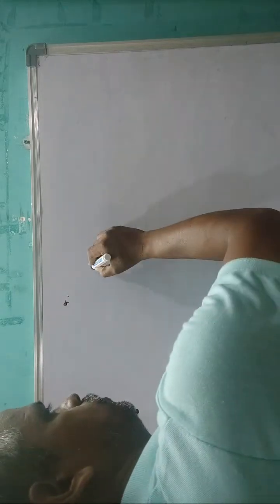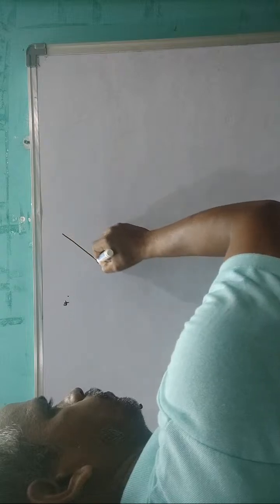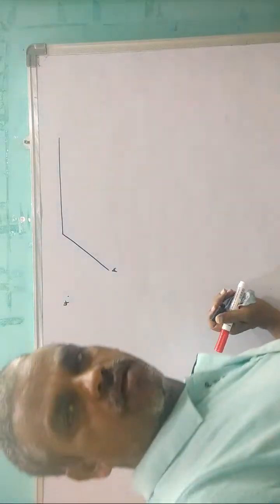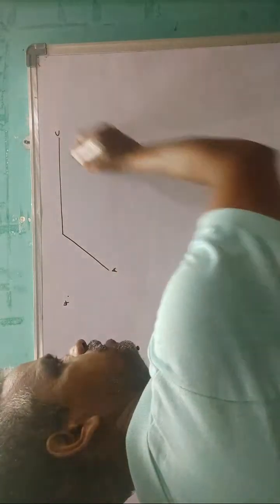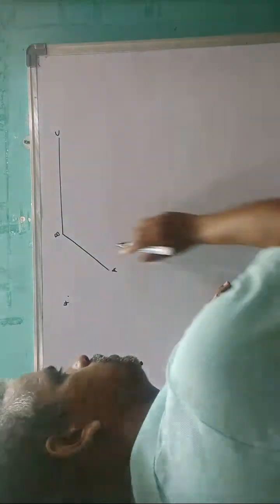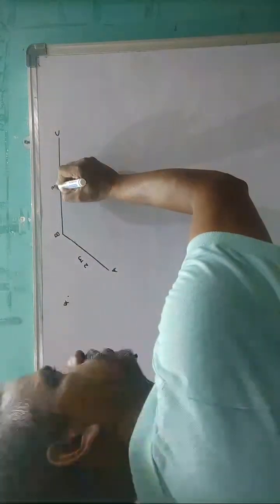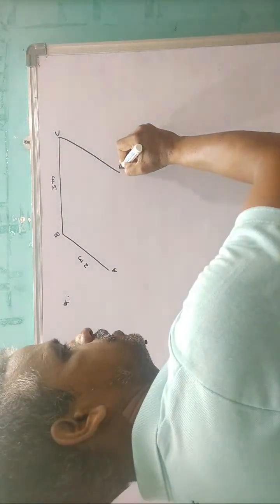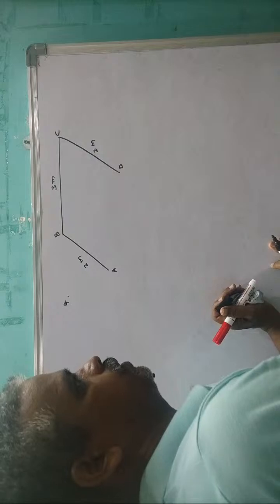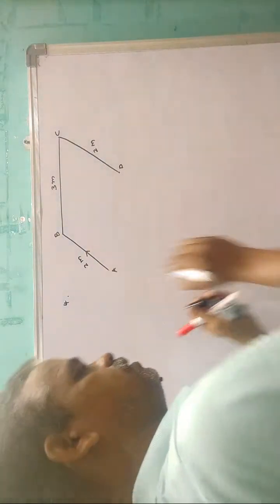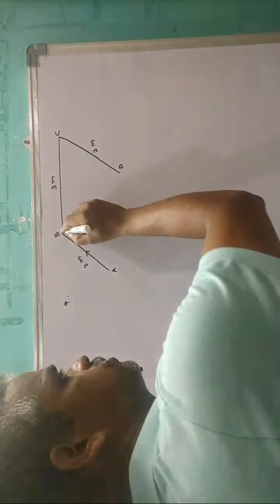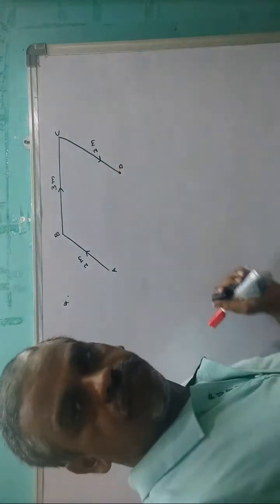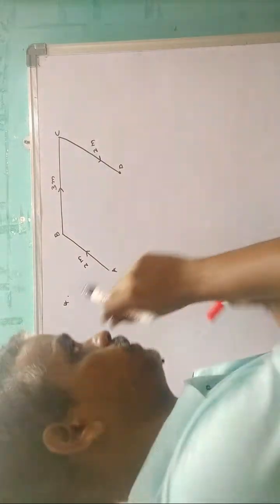Fourth one. A particle starts from A and finally reaches B, crossing B. This is 2 meters, this will be 3 meters, then reached D, this will be 2 meters. So the particle starts from A, crosses B, reaches C, and finally reaches D.